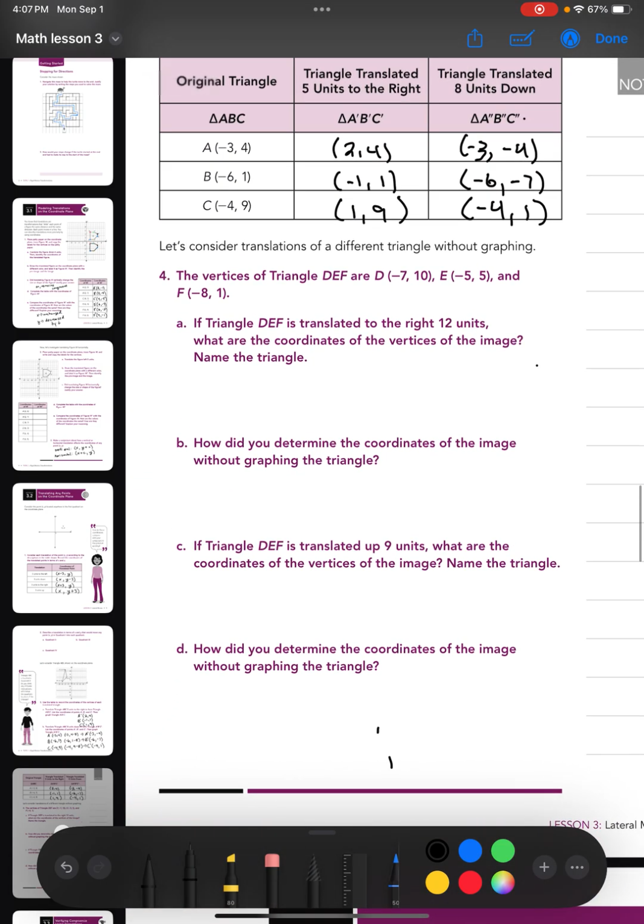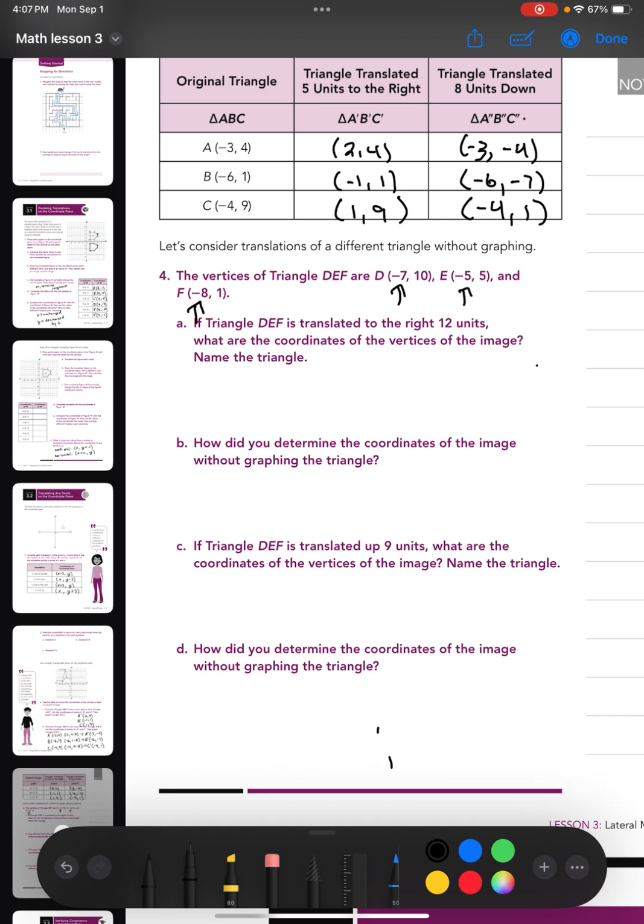All right, question 4 now. The vertices of triangle DEF are negative 7, 10, negative 5, 5, and F is at negative 8, 1. If triangle DEF is translated right 12 units, what are the coordinates of the vertices of the image? So again, right is in the X direction, so it's a positive 12 movement. We're going to have to add 12 to each one of these X values.